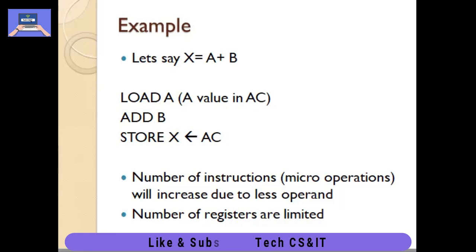Now, in this, the number of micro operations increases. Why? Because fewer operands are used. We have to use fewer operands because we don't have registers to store them. The number of registers is limited, so the micro operations are basically increased in single accumulator organizations.